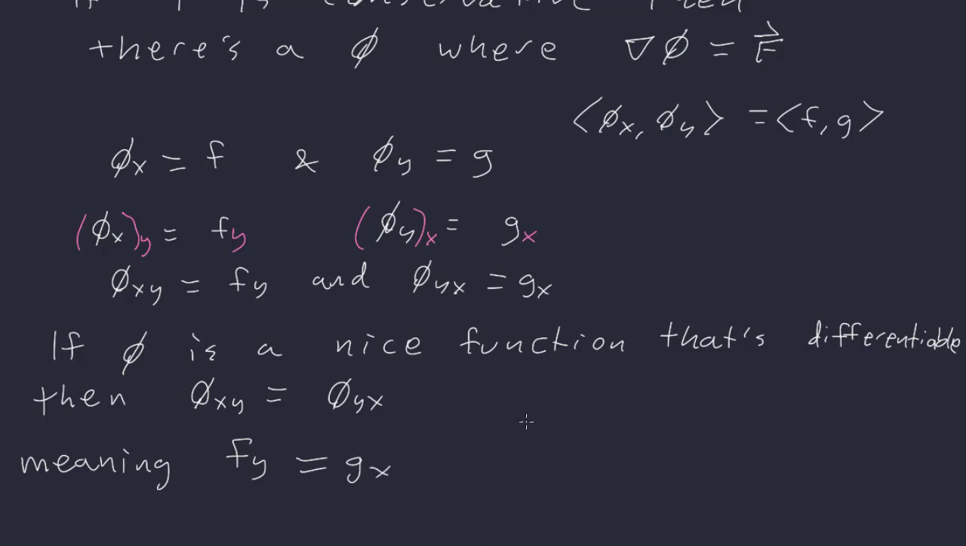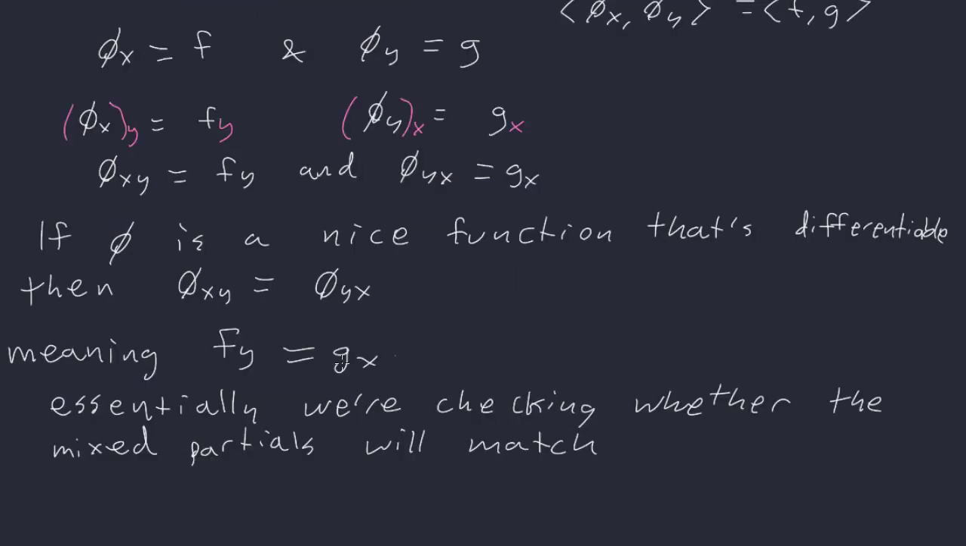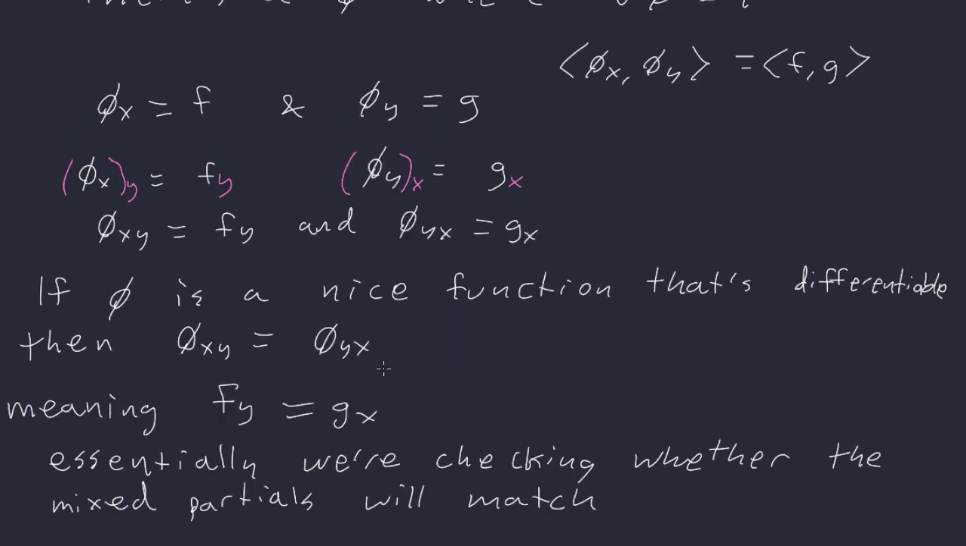So this is basically checking whether the mixed partials will match. Okay, so essentially, do the mixed partials of this phi match? If they don't match, then no phi will exist. If they do match, then a phi does exist. Okay, so that's what this check is doing. It's checking to make sure the mixed partials match.